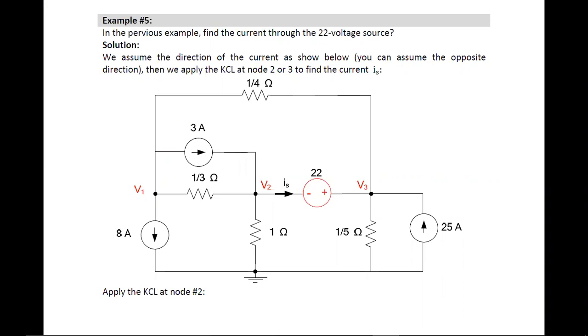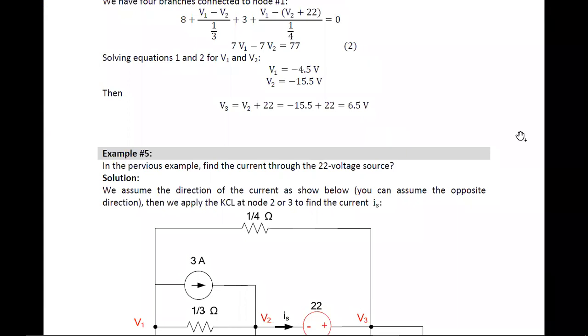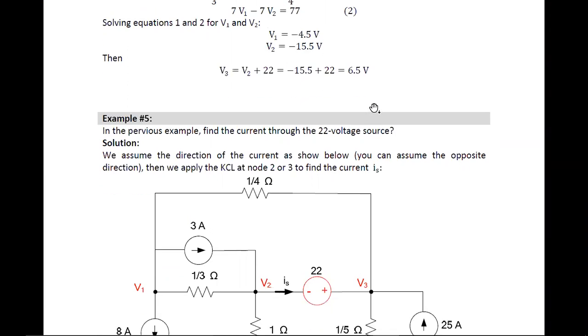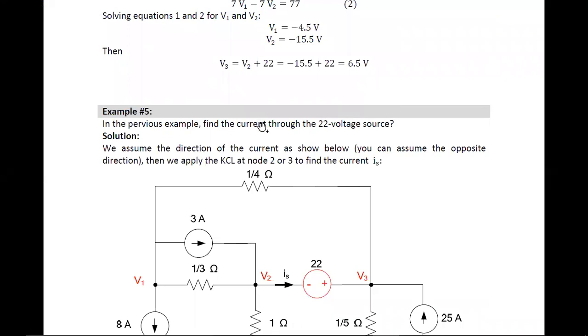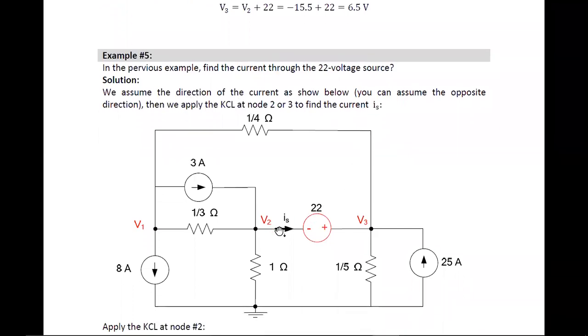For finishing this problem, you need to draw the final circuit. I forgot to tell you, but that is my duty to tell you. You need to draw the final circuit by representing V1, V2, and V3 as minus 4.5, minus 15.5, 6.5. Instead of writing V1, V2, directly you need to write these voltages, right? So continuation of example number 4 by finding the current through the 22 voltage source. We assume the direction of the current I shown below. Please observe the direction. This is my assumption.